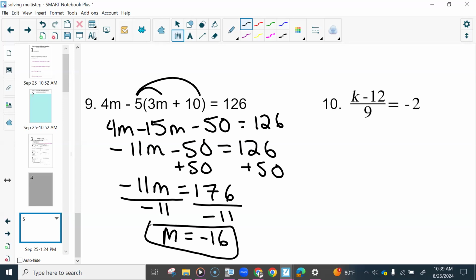So if you got negative 16, that was the correct answer. Give yourself a round of applause, pat on the back, whatever. Did we have any questions about that?